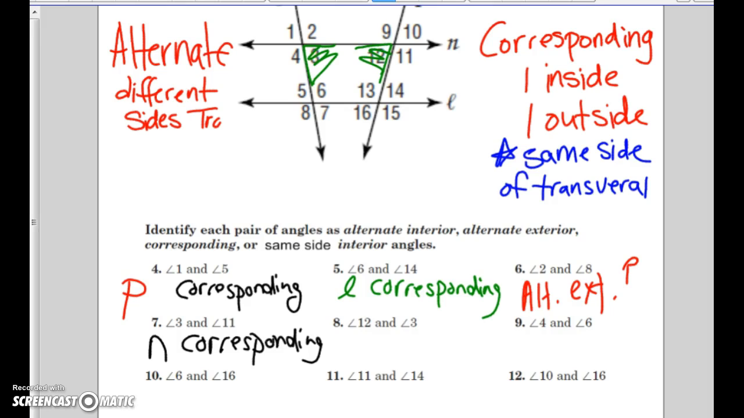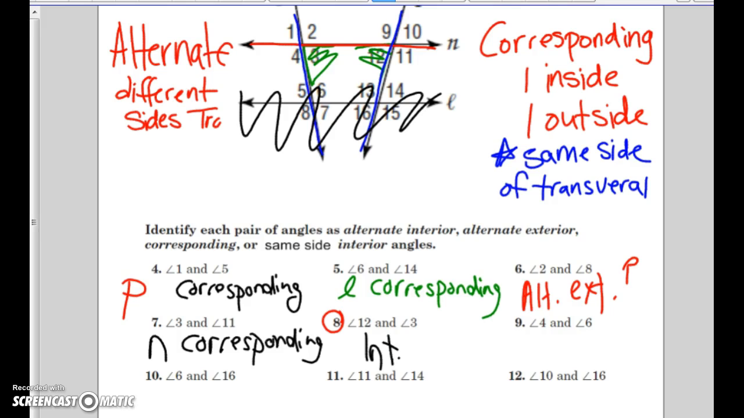Okay, so we're looking at 12 and 3, number 8. What one line touches both 12 and 3? N. So where would my blue lines be? That's these two lines here. That means I can get rid of all this stuff down here. Are they inside the blue lines or outside the blue lines? Inside. So these are interior angles.